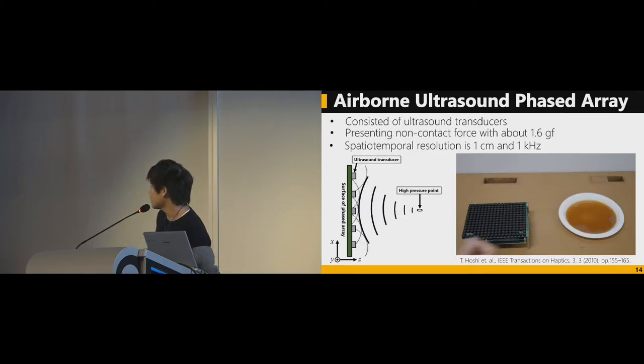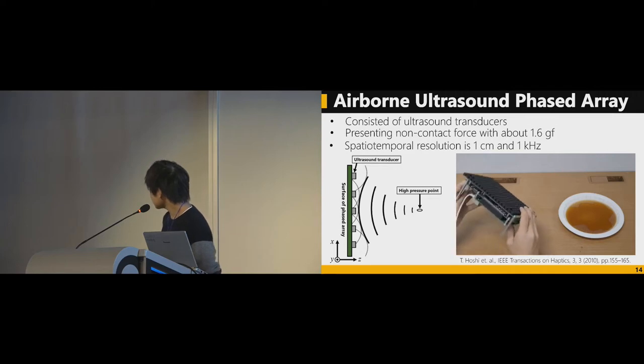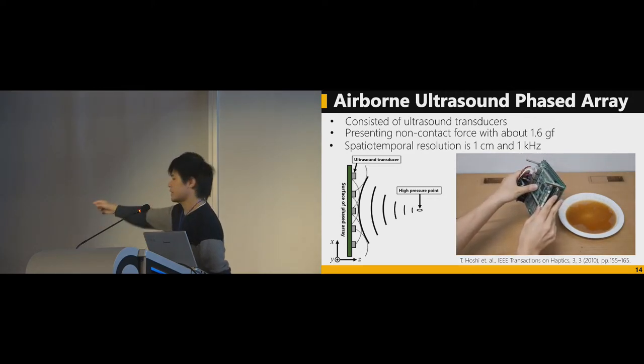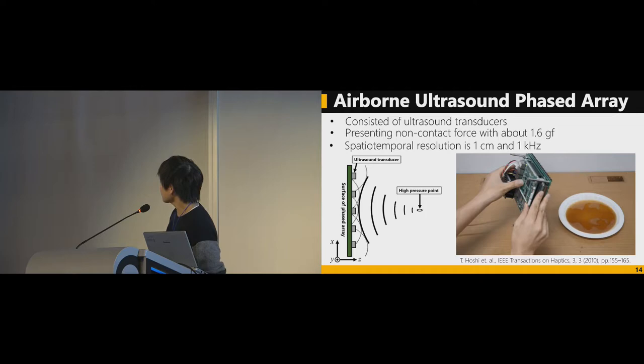I'll introduce the airborne ultrasound phased array. This device is constituted of ultrasound transducers, and by controlling the phase of each transducer, it can create a single high-pressure point in mid-air. Please look at this video. As you can see, this device can create a high-pressure point in mid-air, and it's a non-contact force. The presented force is about 1.6 gram-force, and the spatial and temporal resolution is 1 centimeter and 1 kilohertz.